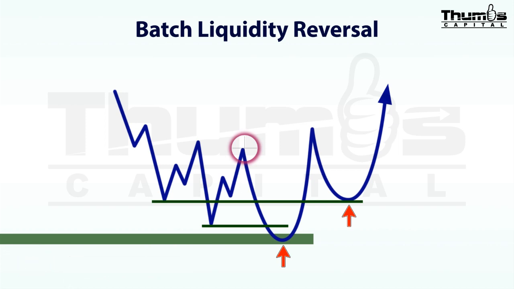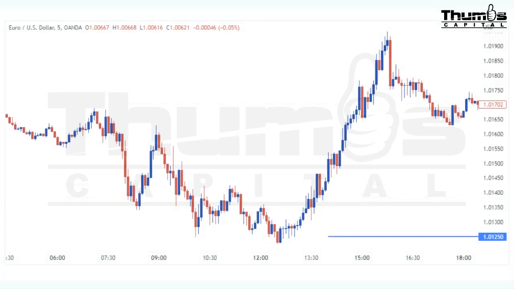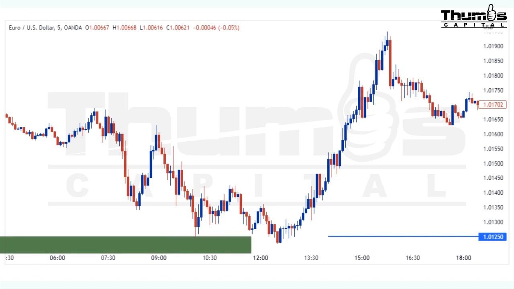Now let's see what the batch liquidity reversal looks like on the chart. Here we have the 5-minute chart of the EUR USD with 1.0125 as the predetermined buy price. Let's assume that the buy zone is this rectangle. As price approaches the zone, it slowed down and created a liquidity zone right here, which was taken out here, and immediately that was taken out, a new liquidity zone was created right here.